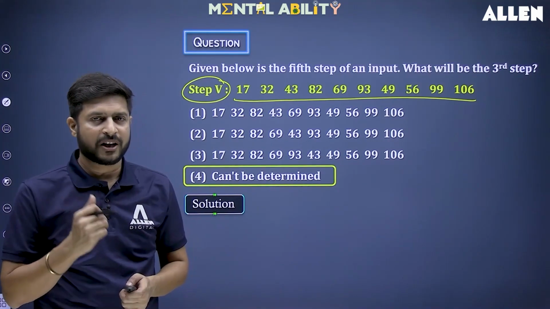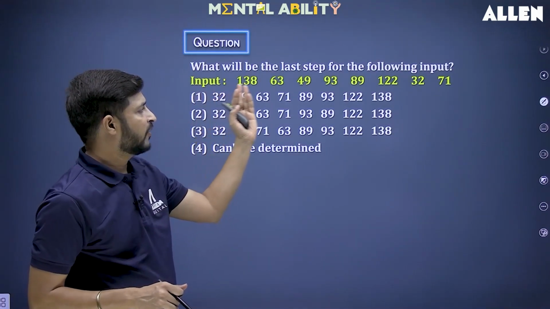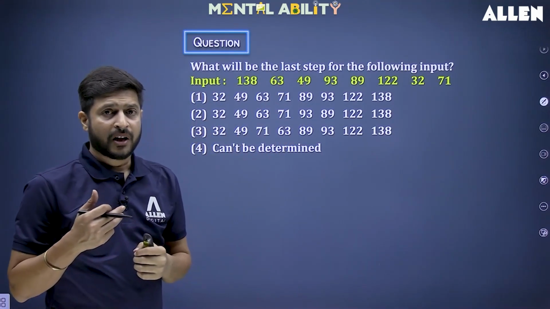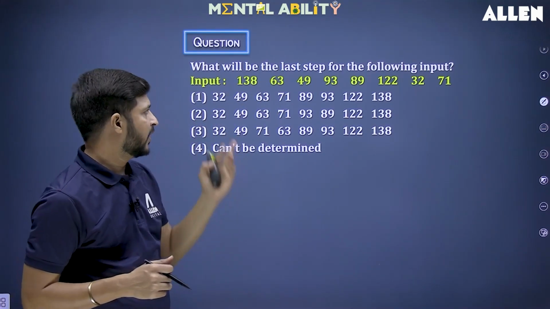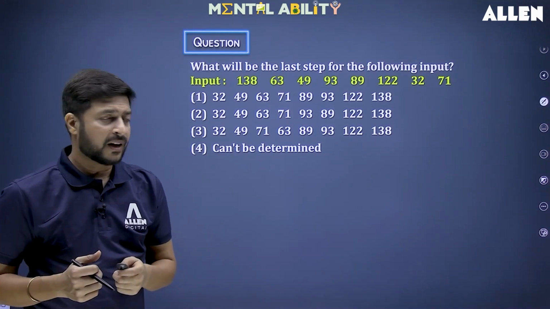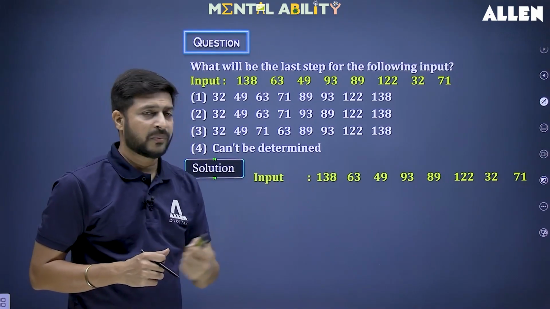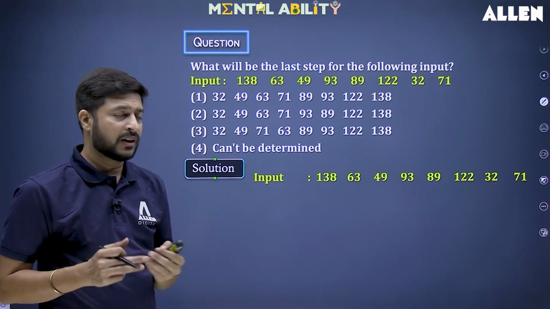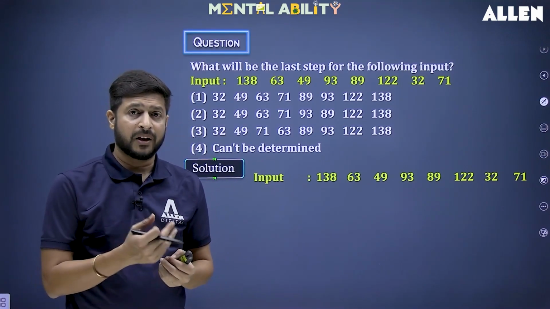Now moving on to the next question related to this particular input, and if I talk about the language of the question, one input is given to us, and the question says: what will be the last step for the following input? Corresponding to this input, we are supposed to find out the last step, and for that we are provided with 4 options. This input will follow the same pattern which we understood in the previous input.